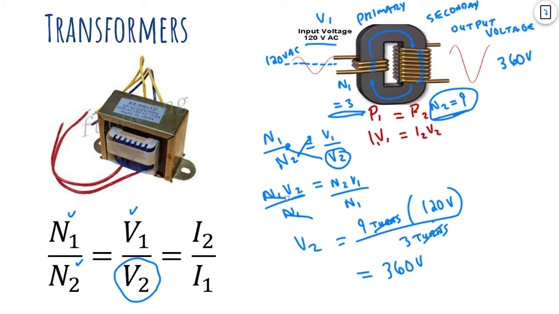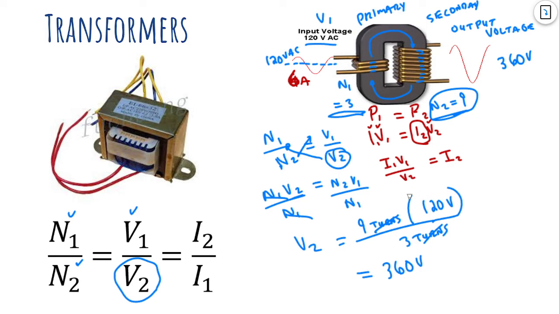So I could do a similar thing here. I've got 3 of the numbers. Let's say there's 4 amps on this side. Let's make it 6 amps. Okay, and so that's I1. This is 120. This is 360. See how I could solve that for I2? Just divide both sides by V2. I2 equals I1 V1 divided by V2.